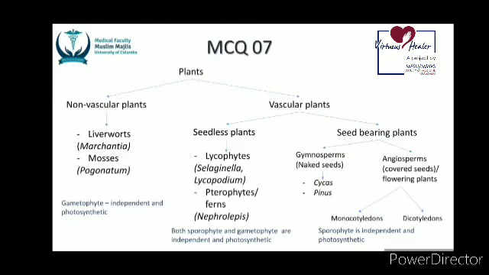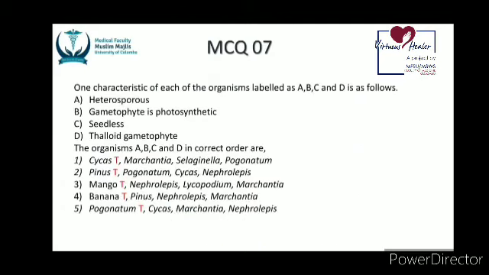Now, when we look at the seedless plants, both the gametophytic and the sporophytic stages are going to be independent of each other. So, both these two stages can photosynthesize. So, overall, the gametophyte is going to be photosynthetic in non-vascular plants like liverworts and mosses, and seedless plants like lycophytes and pterophytes. Let's have a look at the second responses in all 5 statements.